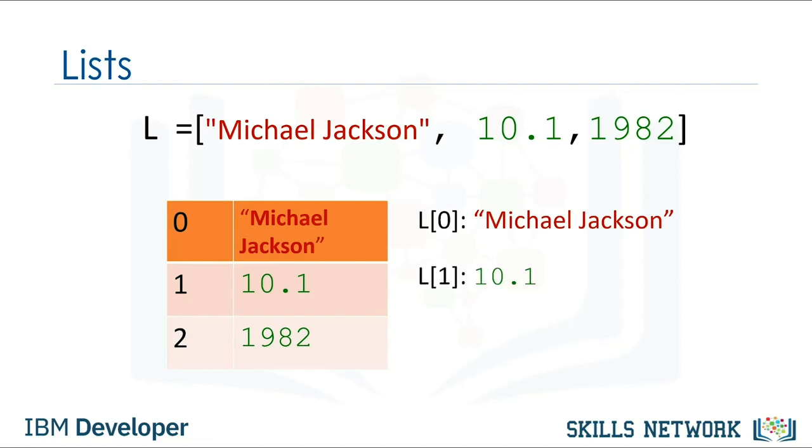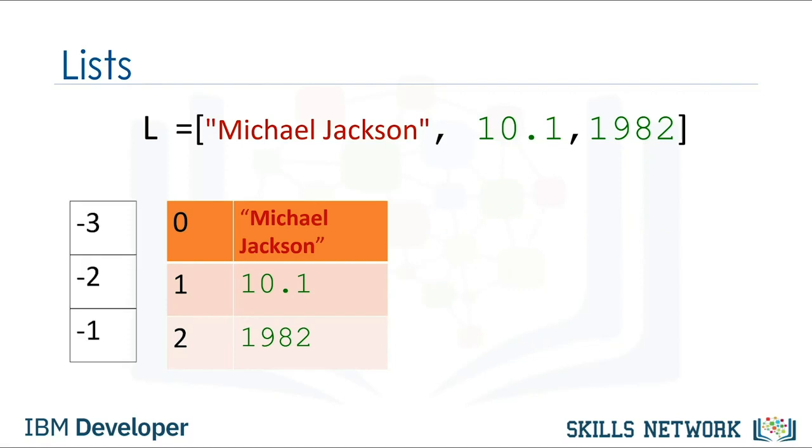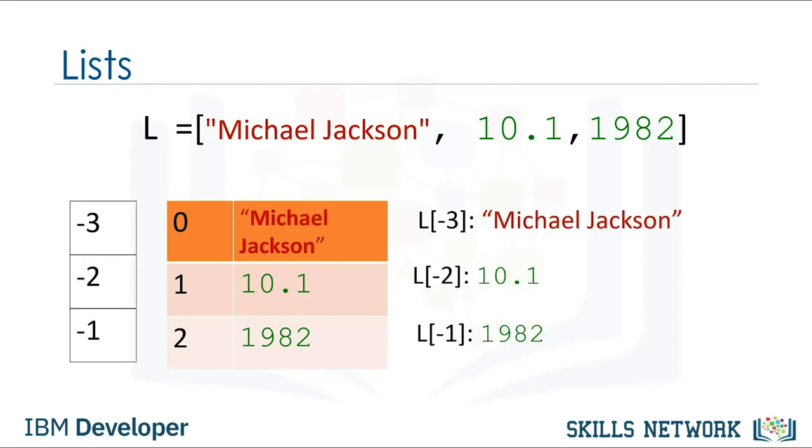We can access the second element as follows. We can also access the last element. In Python, we can use a negative index. The relationship is as follows. The corresponding indexes are as follows.